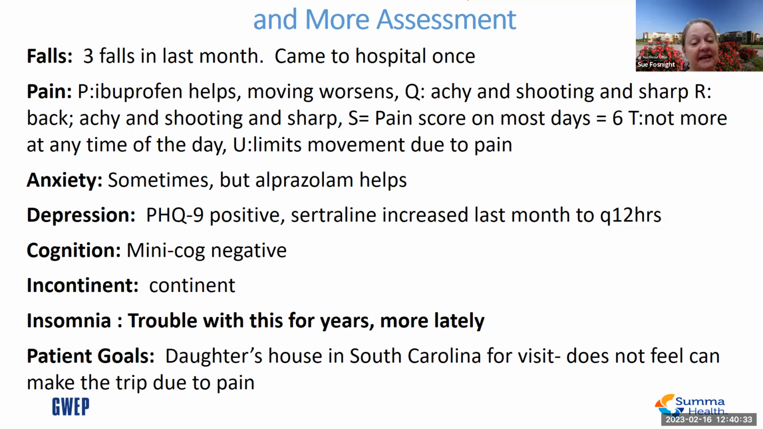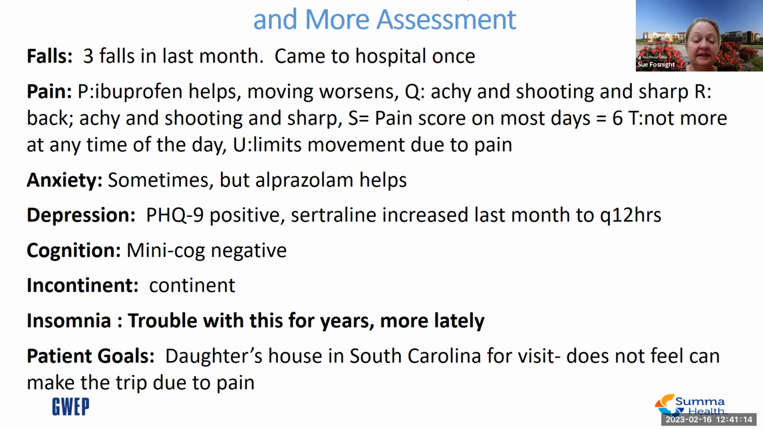For her anxiety, and you can see these are the geriatric syndromes, she sometimes has anxiety, but she does get benefit from the alprazolam. For her depression, you might have heard in the last one about the PHQ-9. If you don't know what PHQ-9 is, it's just a way to assess depression. And her assessment was positive. And her sertraline had been increased within the last month to every 12 hours from just once a day because of that. Her mini-cog was negative, and mini-cog again is a fast assessment for cognition.